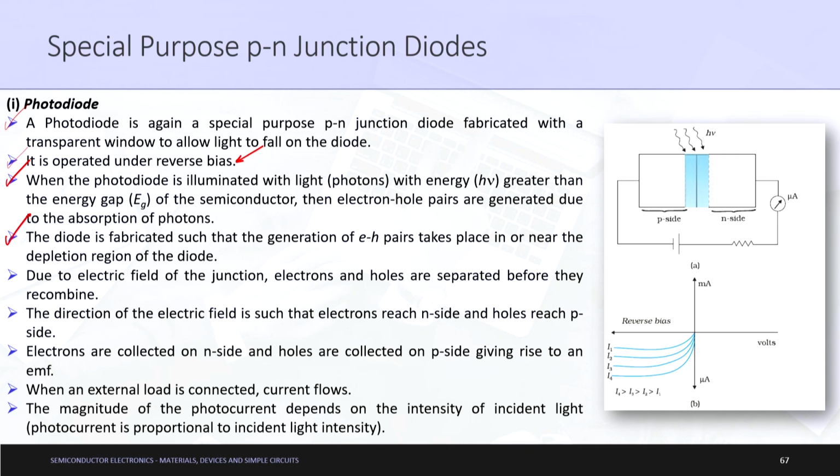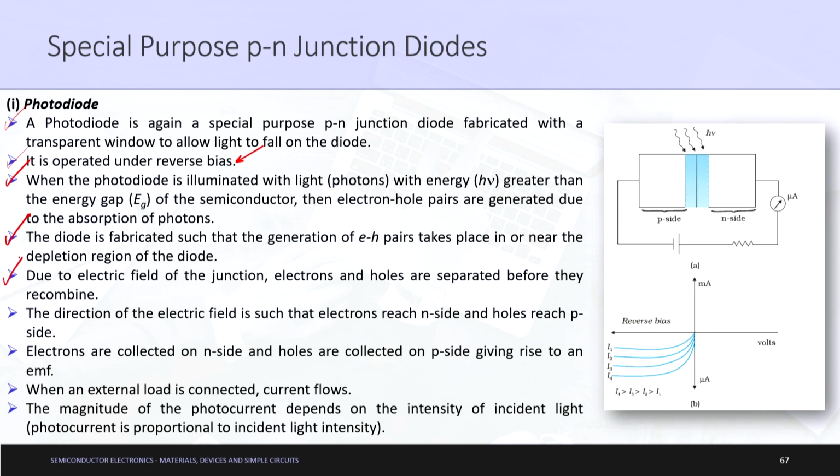Next, the diode is fabricated such that the generation of EH pairs, that is electron hole pairs, takes place in or near the depletion region of the diode. So, the majority of the work is done near the depletion region, which is this.